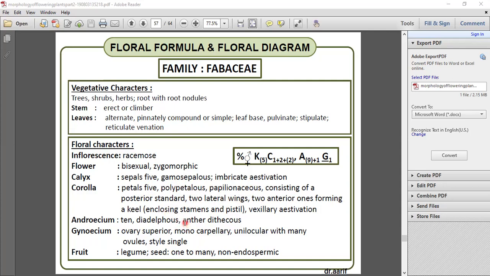Now, androecium is 10 in number, diadelphous. What do we mean by diadelphous, beta? I told you the meaning of adelphi.